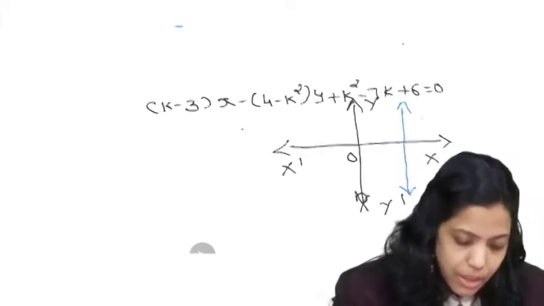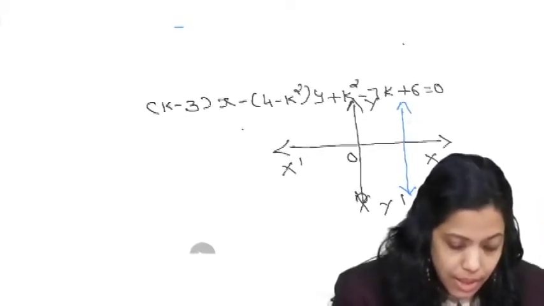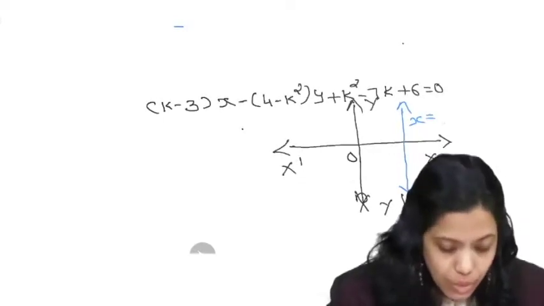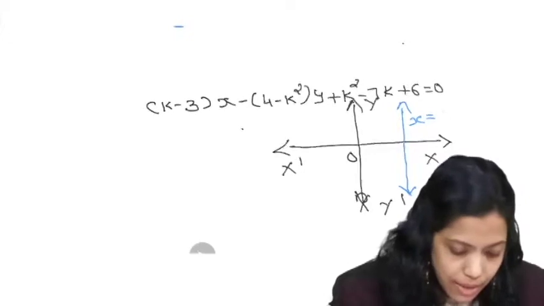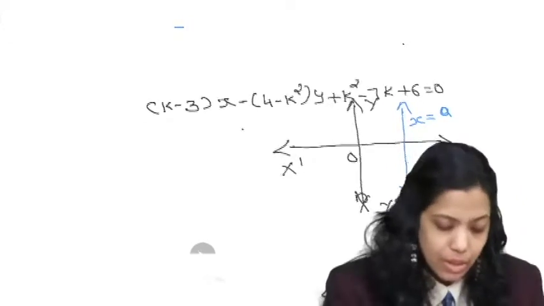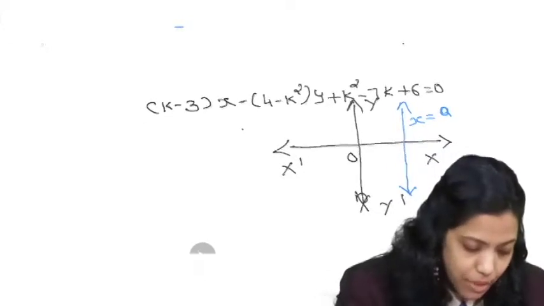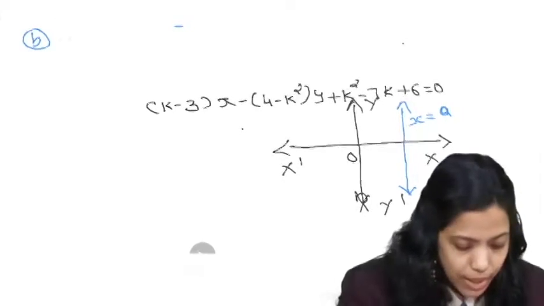So let it be that equation of the line. Here it is x equal to a constant value, say a. So let's consider the slope of the line parallel to y-axis.